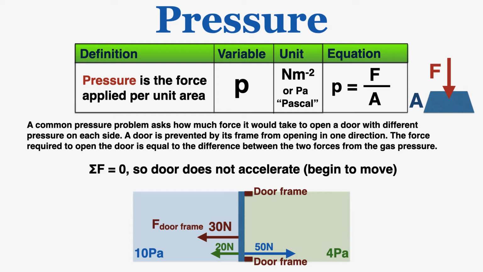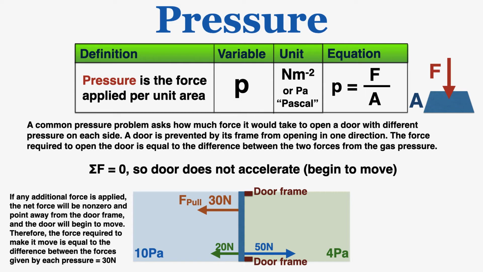That force perfectly balances out any other forces pushing into it, so altogether the net force is 0, so the door does not accelerate. The door frame is applying this 30 Newton force to the left to prevent the door from moving into the frame. So if we want to open the door, we have to apply a force of pull to at least completely cancel out the force of the door frame, and then add a little bit more to make the net force no longer 0. So if any additional force is applied from this point, the net force will be non-zero and point away from the door frame, and the door will begin to move.